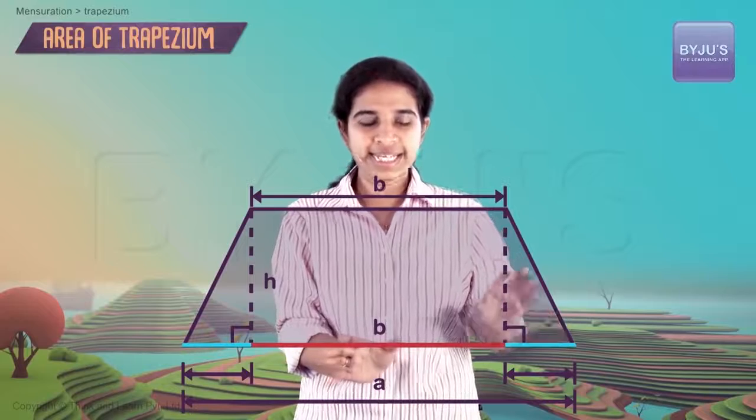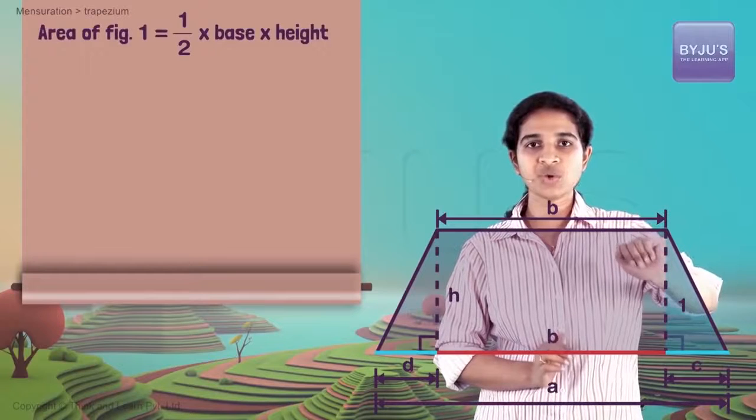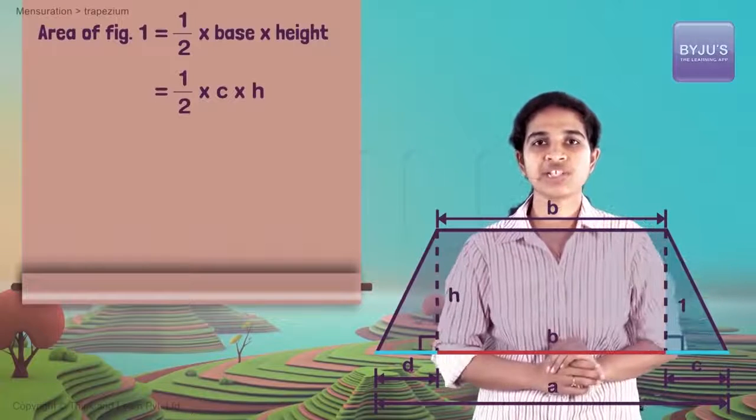Out of that, this will be B, because this is a rectangle, this will be B. Say this is C and this is D. Let's find the area of this triangle. What is the area of this triangle? Half base into height. So half C into H.